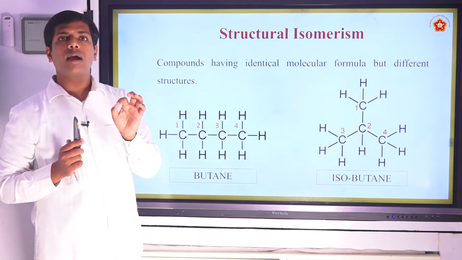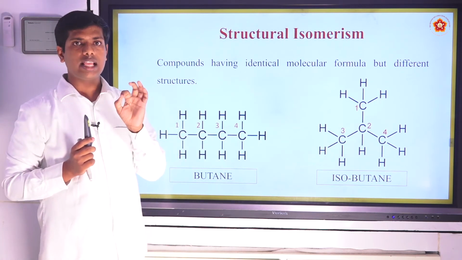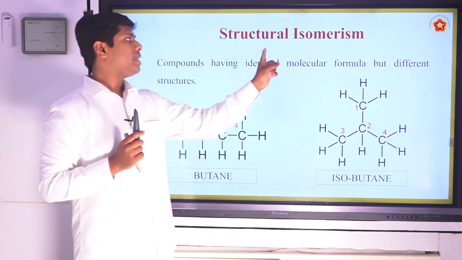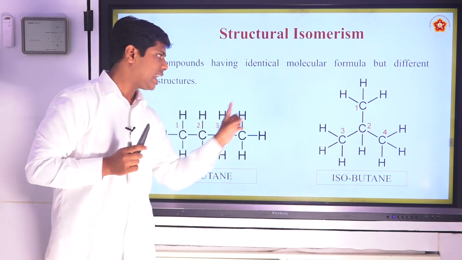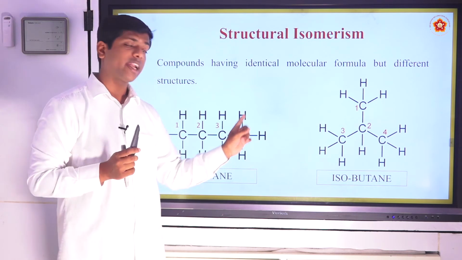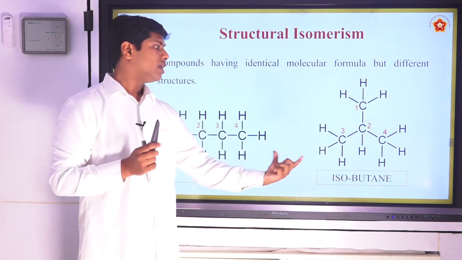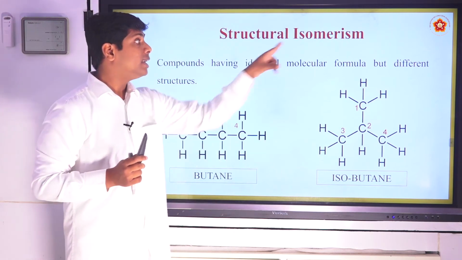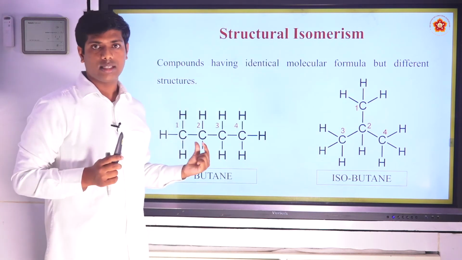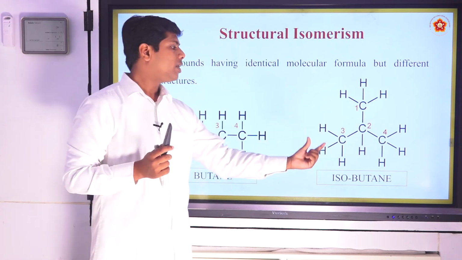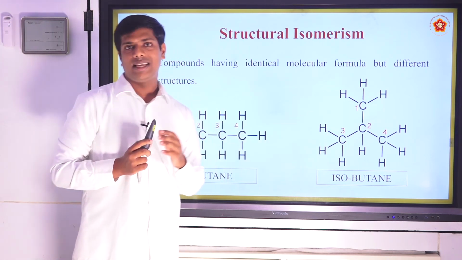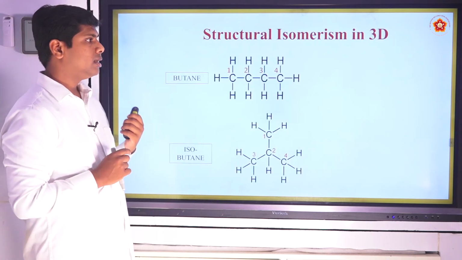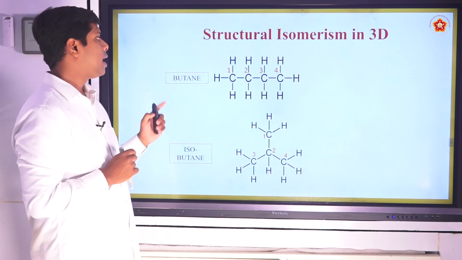For your reference, what is structural isomerism? You have to know: having identical molecular formula, same carbon atoms, same hydrogen atoms in both, but they differ in their structures. One is straight chain, one is branched chain. This is the 3D structure for butane.